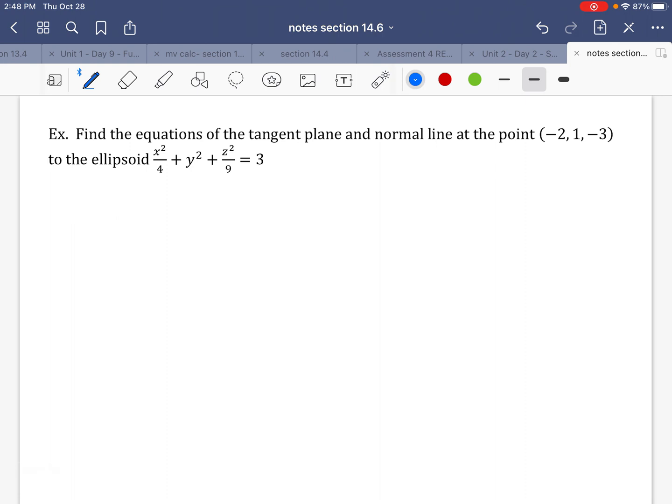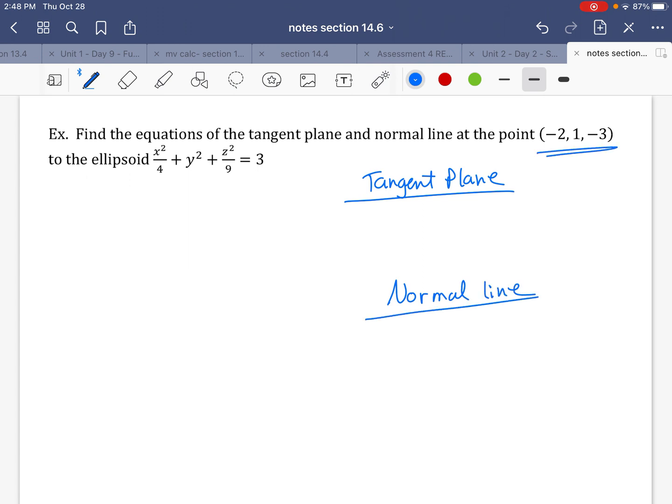All right, so we're going to show you that right here. So we're going to do the tangent plane, and it's the last one. Tangent plane, and we're going to do the normal line. All right, they're both using this point right here. So all I have to do is find my fx, fy, and fz. This is going to be my normal vector.